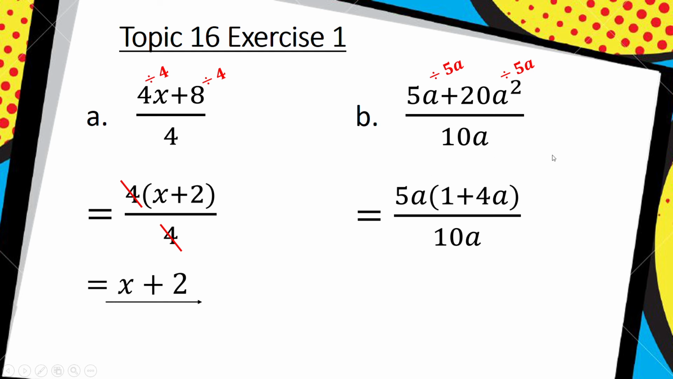Now I can start cancelling. 5 goes into itself once and into 10 twice, and then my a's will cancel, so I'm just left with 1 plus 4a over 2.